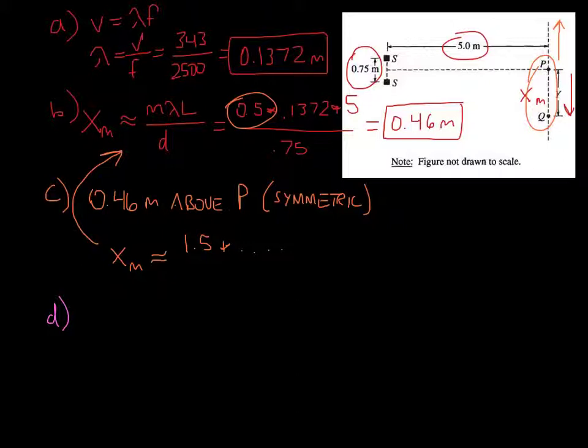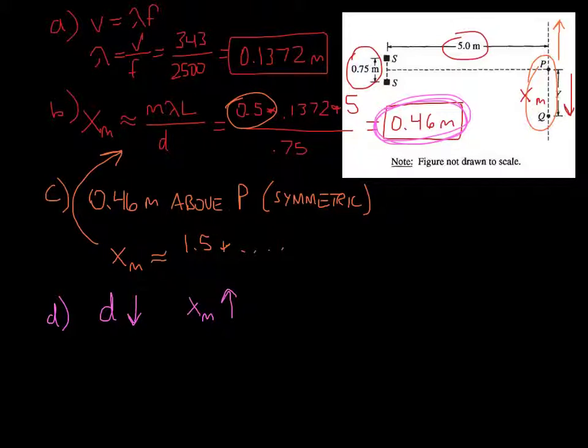For part D, how would the answer to part B change? So we got the answer of the 0.46 meters. How would that answer change if the two speakers were moved closer together? So in other words, the D, which is the distance between the two speakers, is decreasing. Well, if you go and look at this equation, if you lower the d, since that's in the denominator, the xm is going to increase. So the xm increases, which means that the person would have to walk a further distance before they hear the minimum.